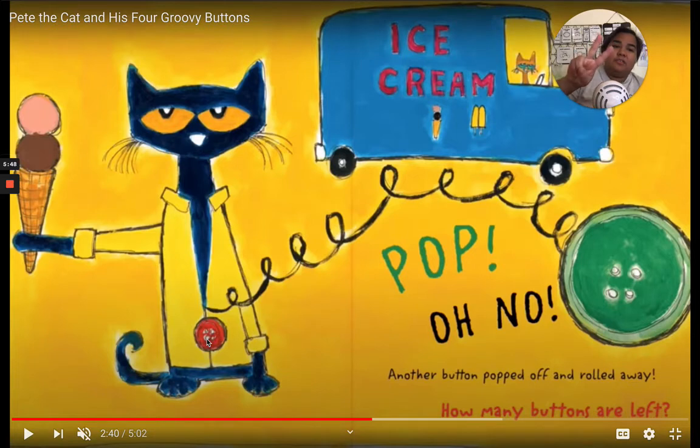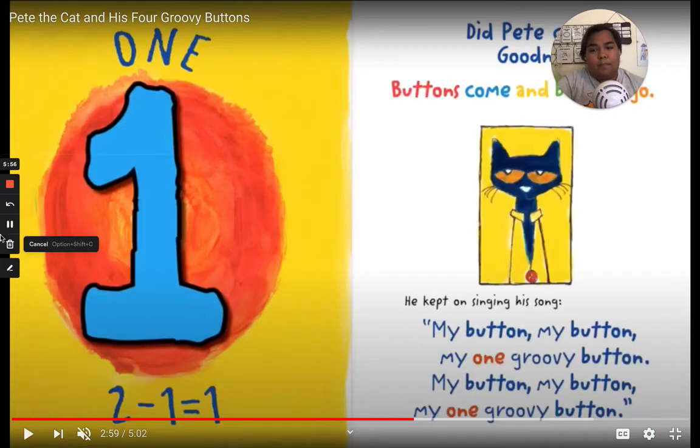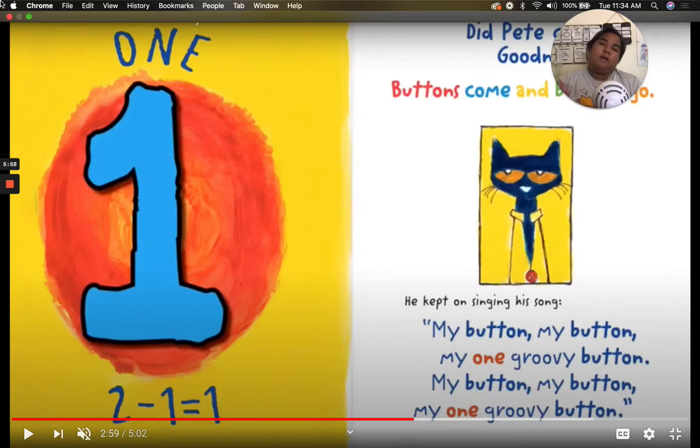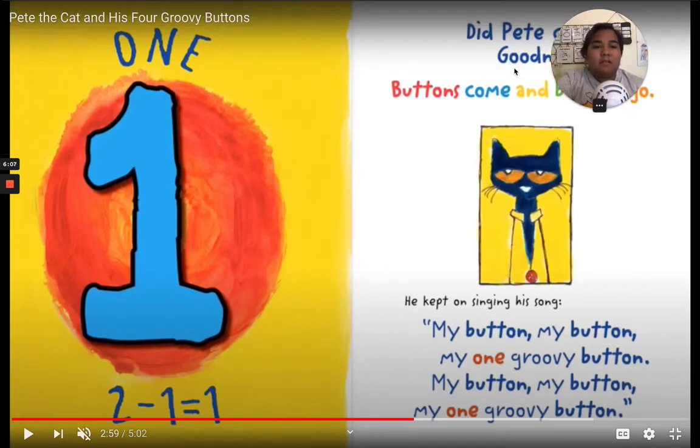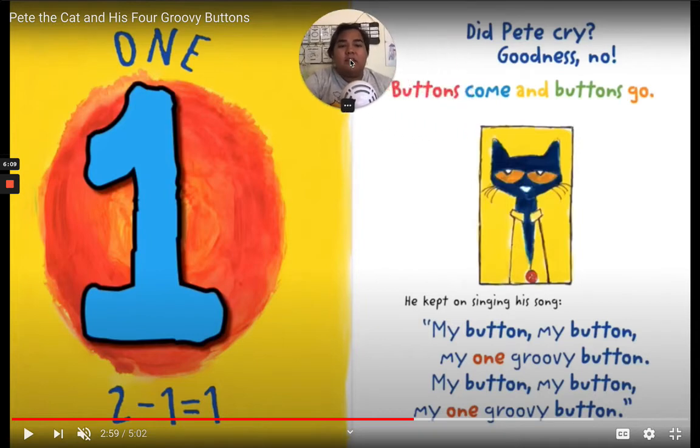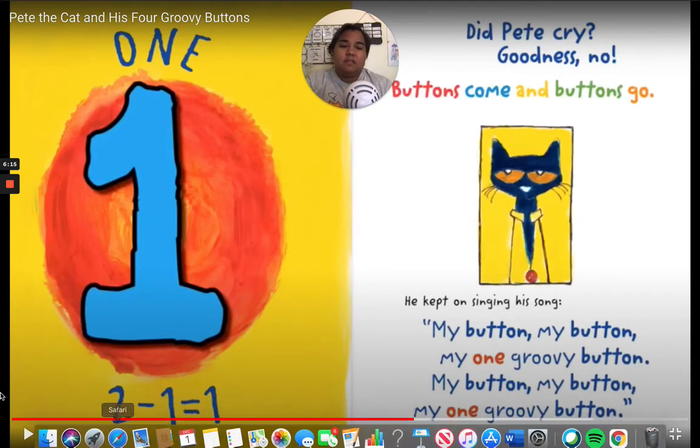How many buttons are left? Now he had 2. One popped away, and how many is left? 1. 1 button's left. 2 minus 1 is 1. Did Pete cry? Goodness, no. Buttons come and buttons go. He kept on singing his song.